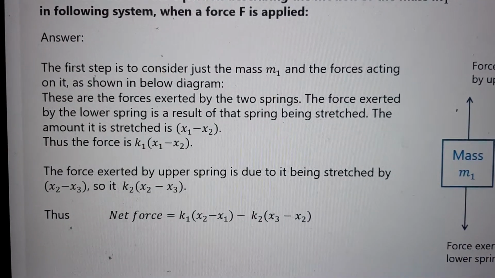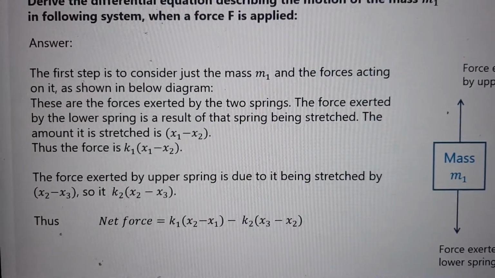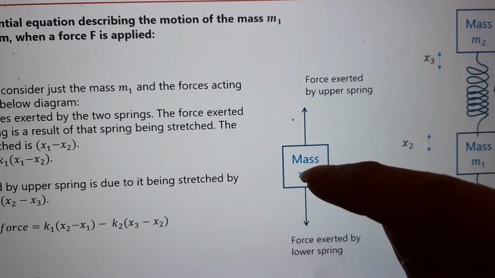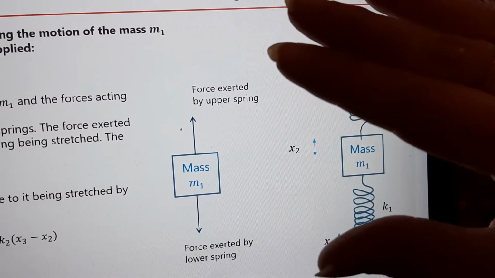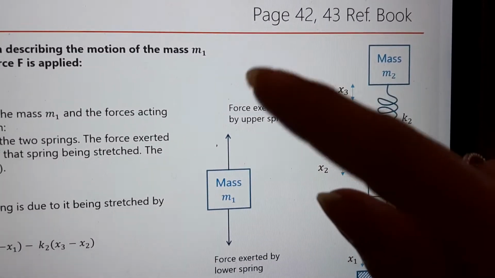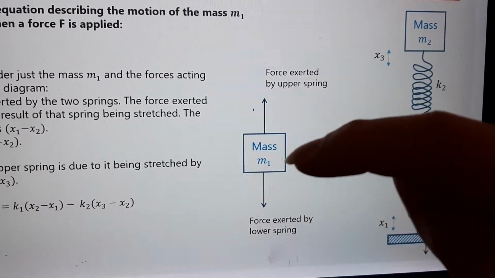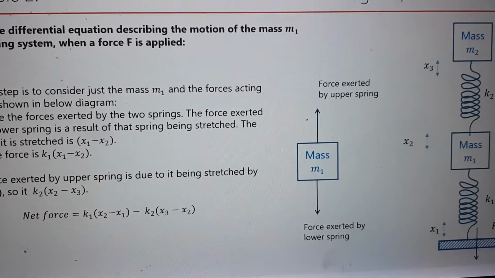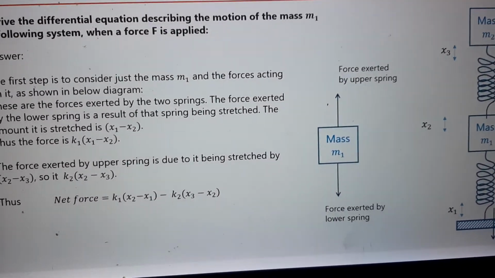Now, the answer would say that the first step is to consider just the mass m1 and the forces acting on it as shown in the diagram. This will be the simplified diagram. So we are going to concentrate on m1 and ignore what is happening elsewhere. We look at the forces that are pulling m1 up, and then the forces that are pulling mass m1 down. This direction will be the positive direction, and the other direction will be the negative direction. That is important to keep in mind.